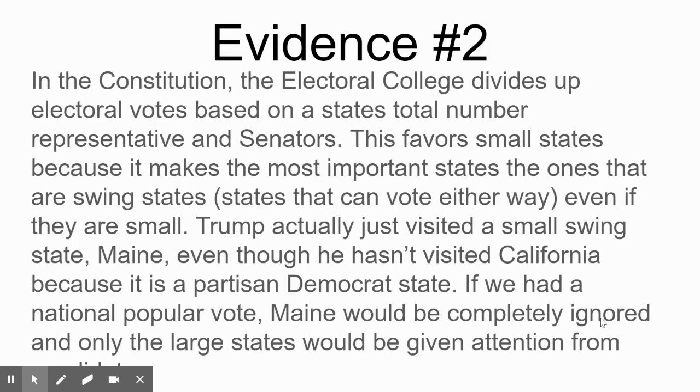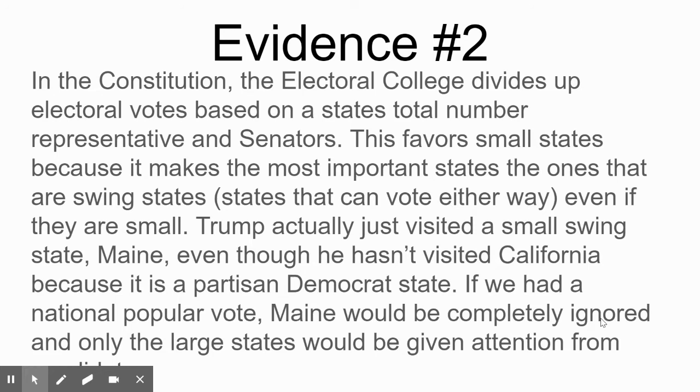Let me show you evidence number two. In the Constitution, the Electoral College divides up the electoral votes based on the state's total number of represented senators. So I'm explaining how the Constitution is relevant here because it's where the Electoral College is created. Okay, let me continue. This favors small states because it makes the most important states the ones that are swing states, states that can vote either way, even if they are small. I should have said either candidate, but yeah, that works.